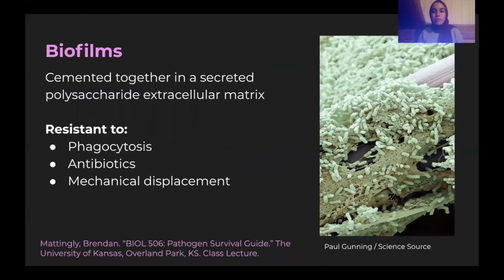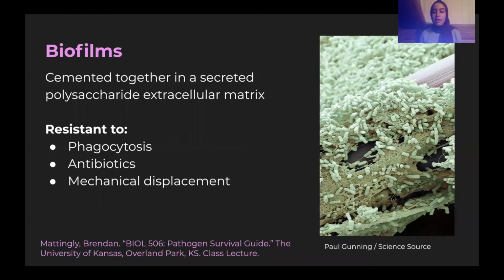So how does Pseudomonas aeruginosa do all of this? How is it multi-drug resistant? Why is it a leading nosocomial pathogen? And a simple answer to that would be biofilms. Biofilms are bacteria cemented together in a secreted polysaccharide extracellular matrix. And these matrices often include proteins and release DNA.